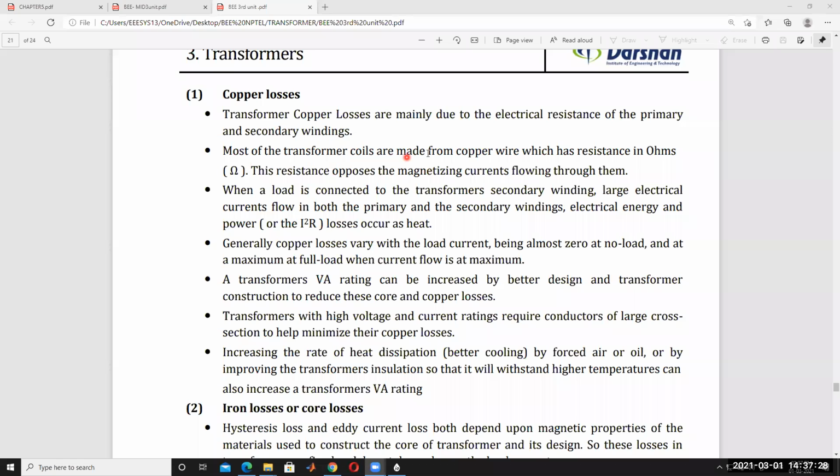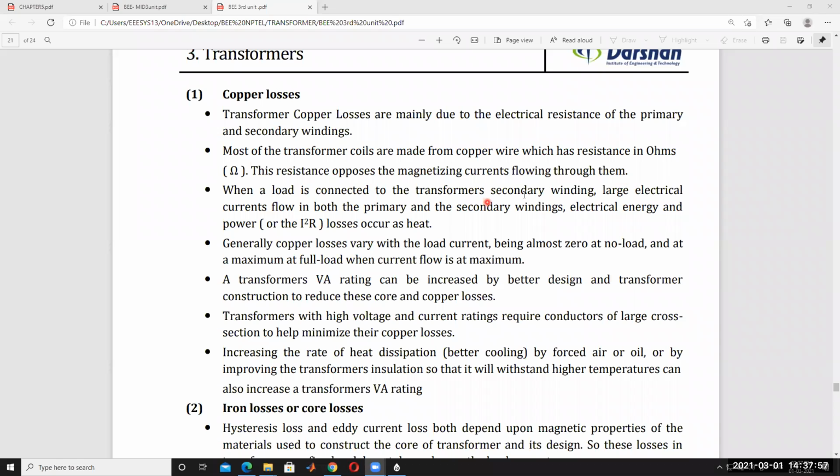Most transformer coils are made with copper wire, which has resistance in ohms. As I already explained, the transformer winding is made of copper, that's why the losses are named copper losses. Because of the winding resistance, losses come into the picture. The resistance opposes the magnetizing current flowing through the winding. If the magnetizing current is reduced, the output of the transformer is very low.